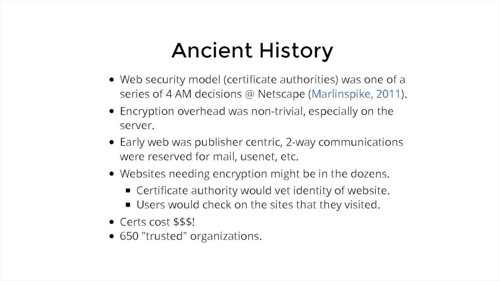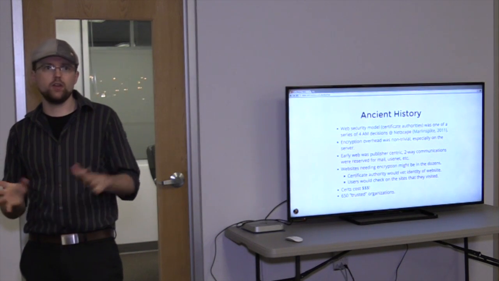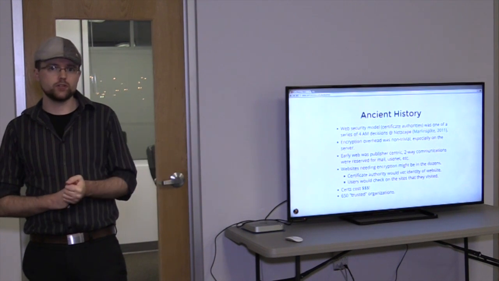The other weird thing that this caused is that certs cost a lot of money, and there are 650 trusted organizations. Having it cost so much money has had the effect of there not being universal encryption. And the 650 trusted organizations has made this trust essentially useless. It costs $50,000 to get a pop-up certificate authority for yourself that you can then run and sign people's certs.